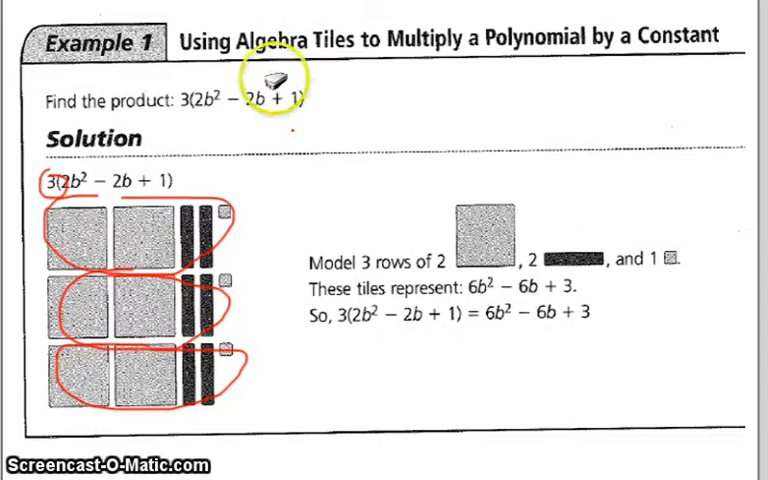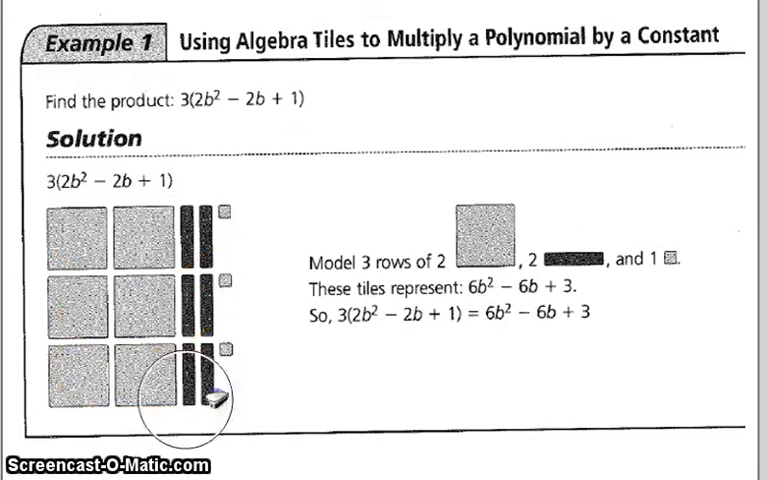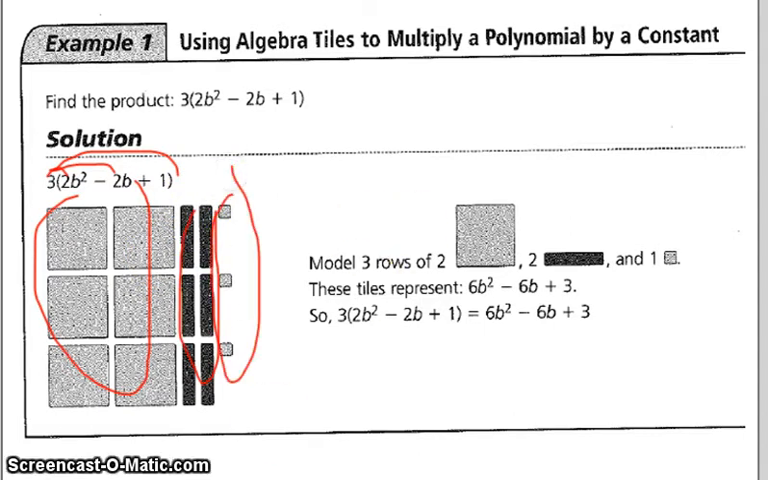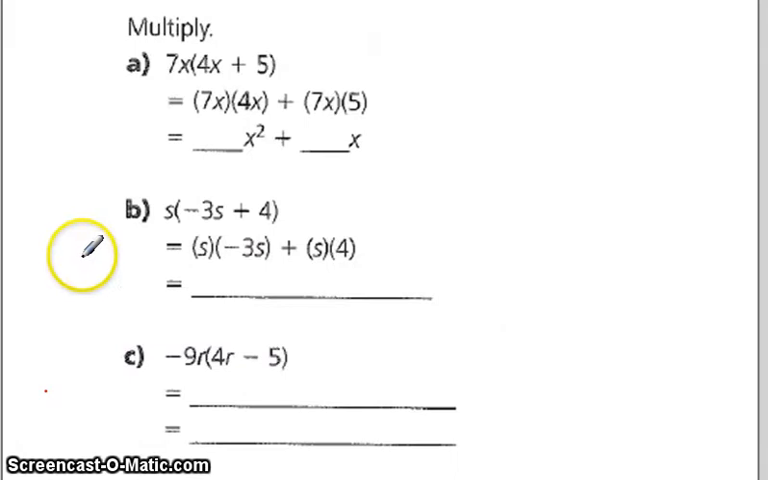If you do use algebra tiles, you would just count what's left over here. You'd still get the same answer as the distributive property model, which gives you 6b squared, subtract 6b plus positive 3. All you did here was draw the tiles and then count them. You counted 6, you counted a negative 6, and you counted a plus 3. And this is the last multiplication topic I want to do before moving on to division.